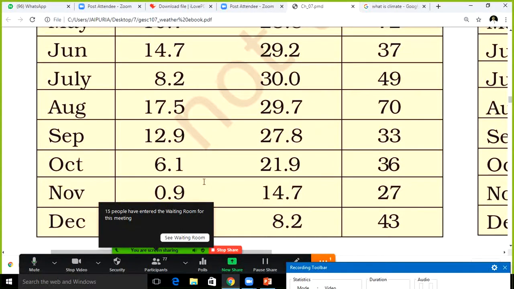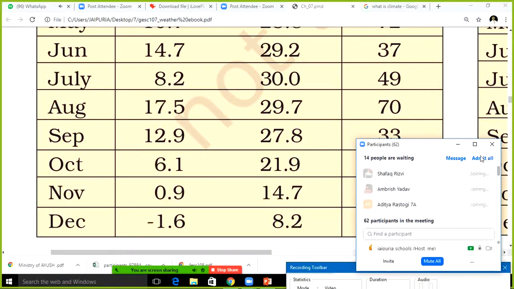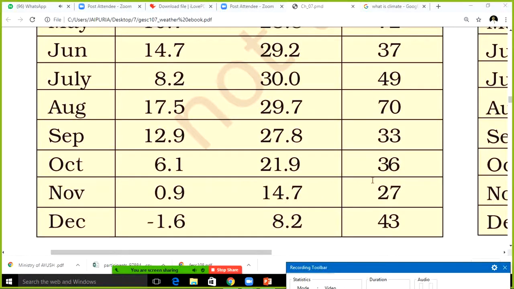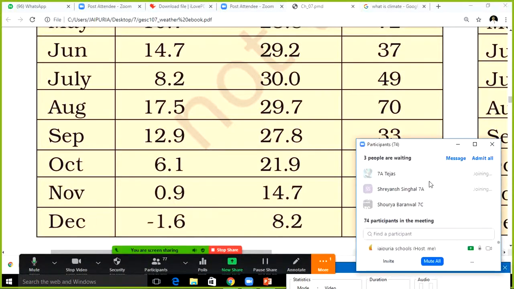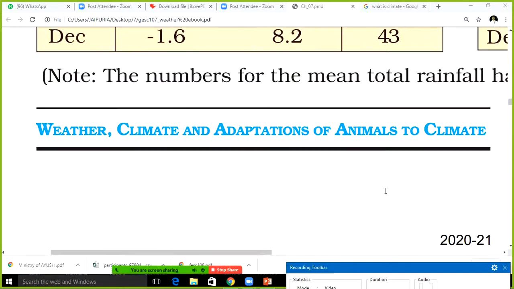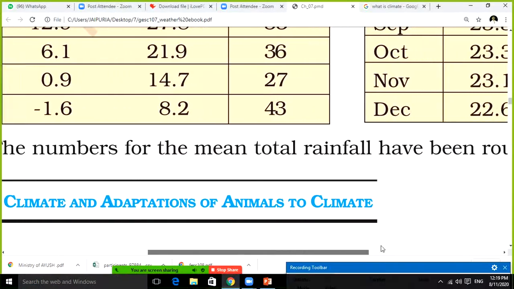October is 6.1 and 21.9, and 36 mm is the rainfall. So students, in November and December also, you have seen how it happens and what the reason is behind that. So the numbers for the total rainfall are given here.